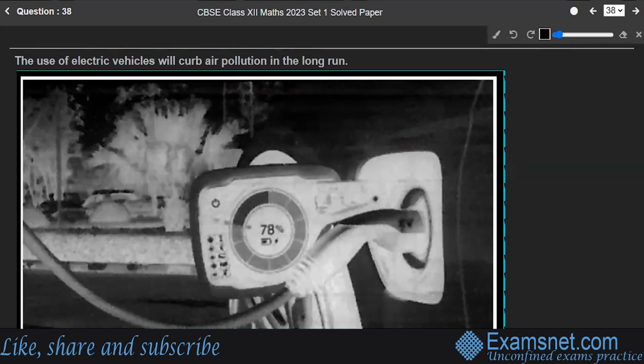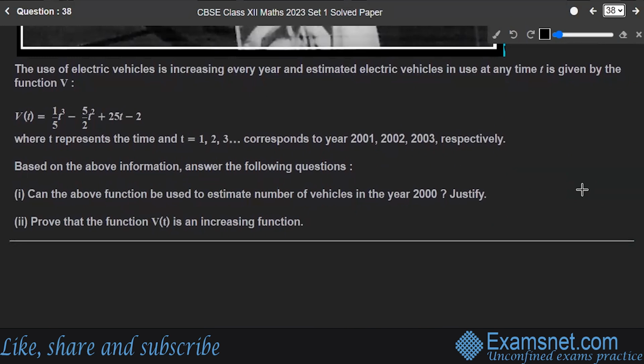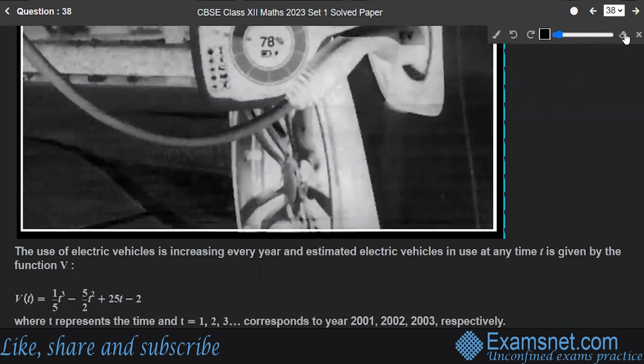Question number 38. The use of electric vehicles will curb air pollution in the long run. So here are some electric vehicle charging points. Now the question is, the use of electric vehicles is increasing every year. The estimated electric vehicles in use at any time t is given by this function, where t represents 1, 2, 3, corresponding to years 2001, 2002, 2003, respectively. Based on this information, you have to answer the first question: can the above function be used to estimate the number of vehicles in year 2000? Justify this. Well, of course, the answer is no.